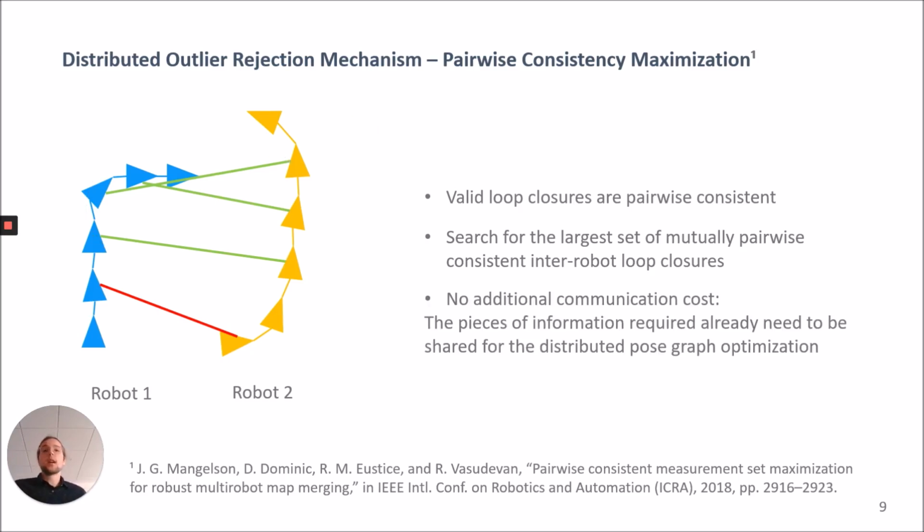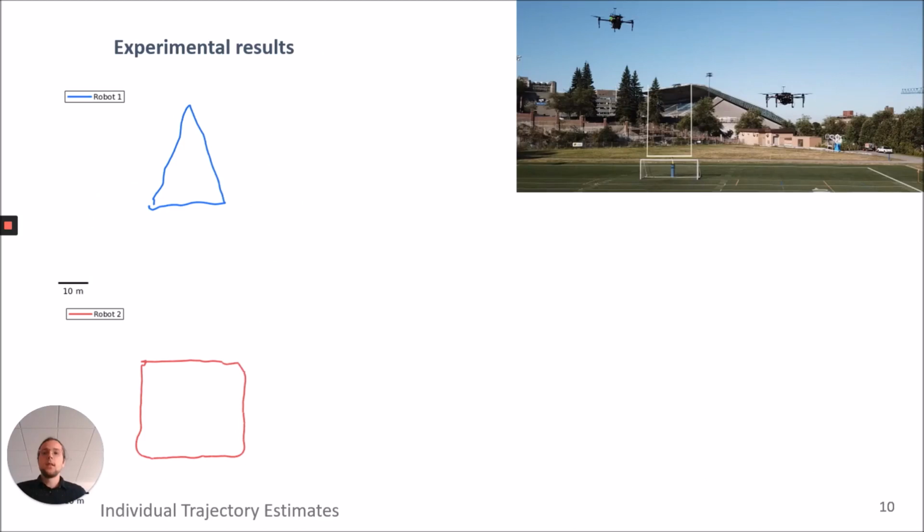This distributed outlier rejection mechanism comes with no additional cost, because the pieces of information required already need to be shared for the distributed pose-graph optimization that follows. Now, let's look at some experimental results.